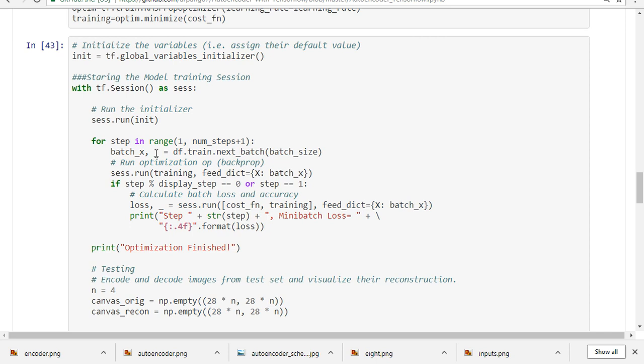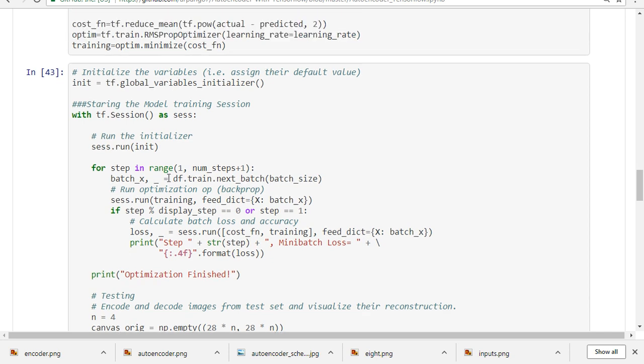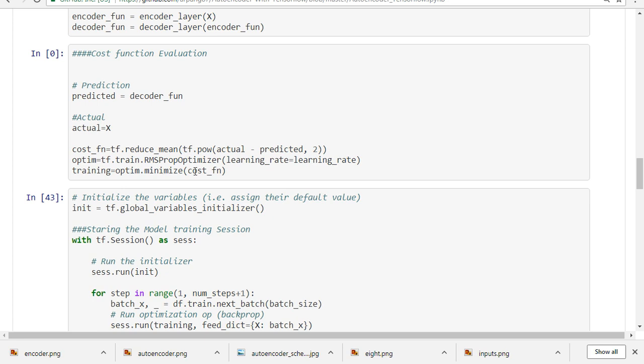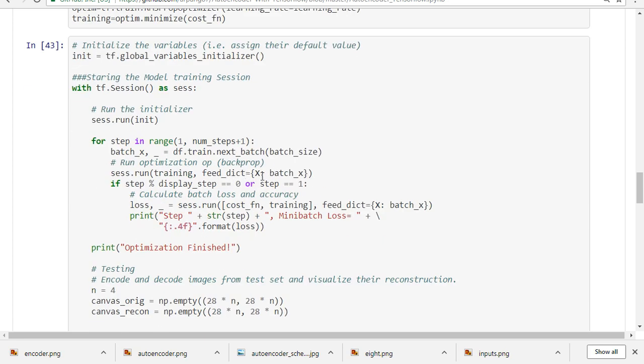So mnist.train.next_batch with the batch size, which is fixed at 256. And then you are running the session, sess.run training. Training is optim.minimize of the cost function. You're feeding the dictionary with only the x because you don't need the y, because you're just compressing x into the compressed state and then again into x.